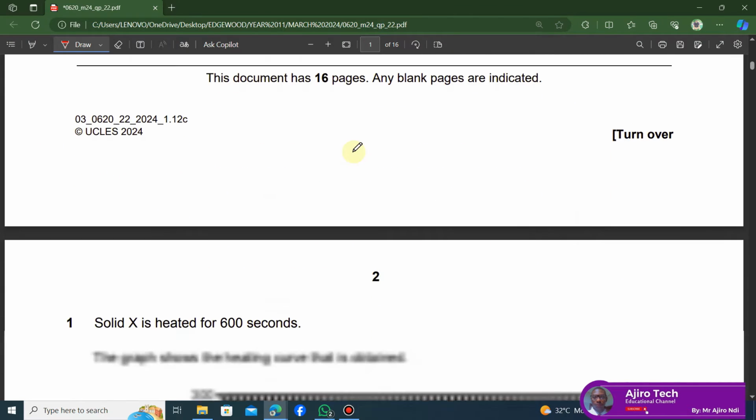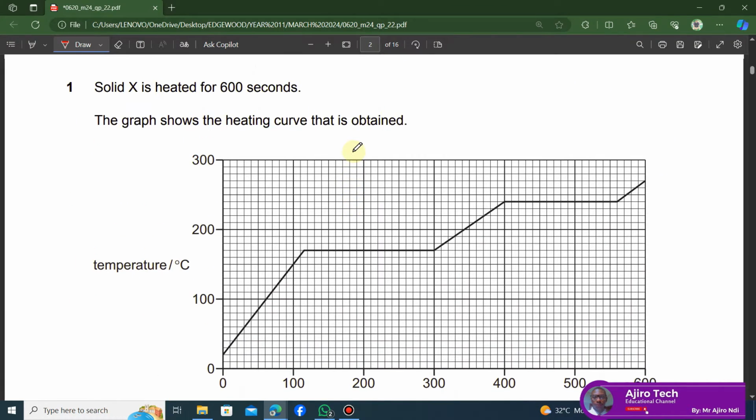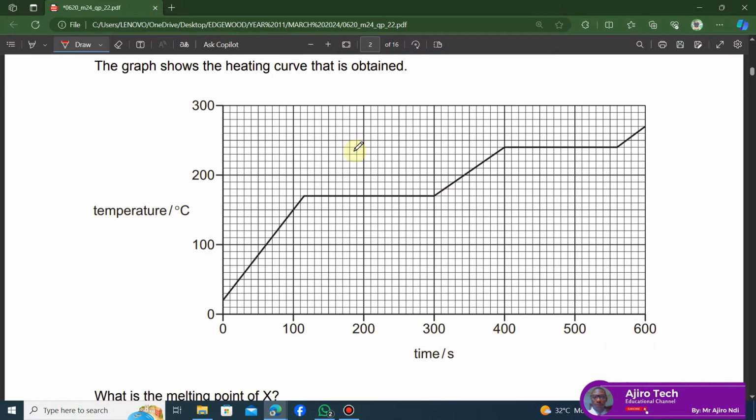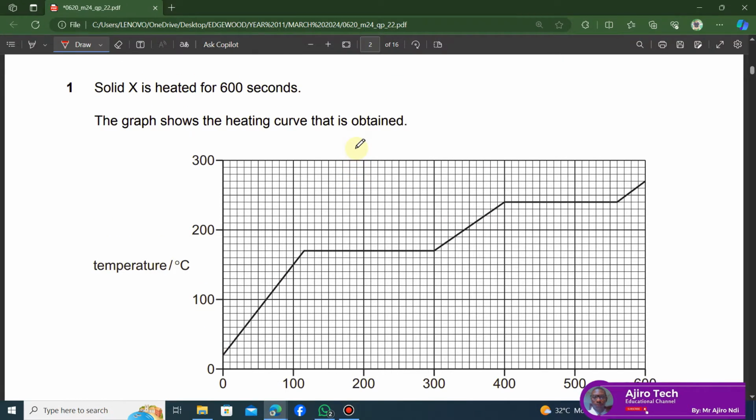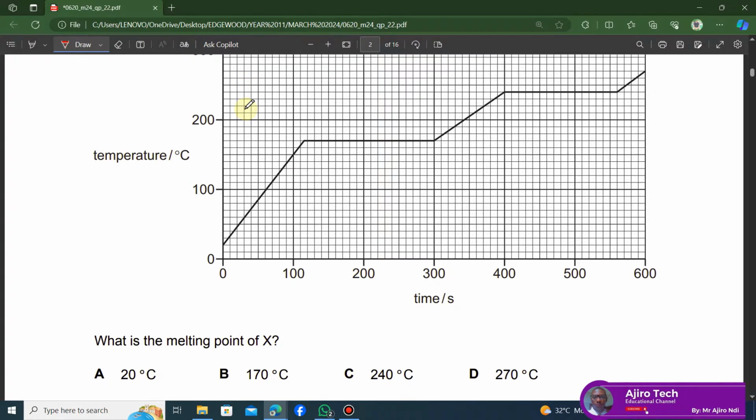Okay, so we have the first question here. It says solid X is heated for 600 seconds, and then we have a heating curve that is obtained here. For the fact that we are told from the question that it's a solid, that means there's a tendency that while heating it, it is going to melt. So when we begin to heat a solid, it starts to melt.